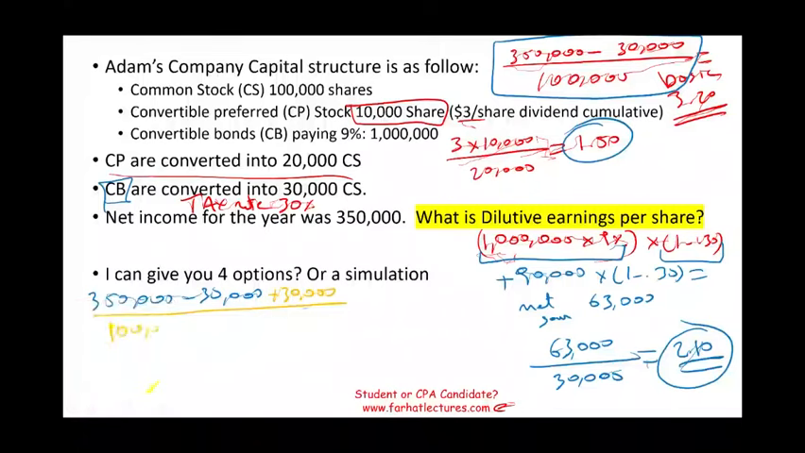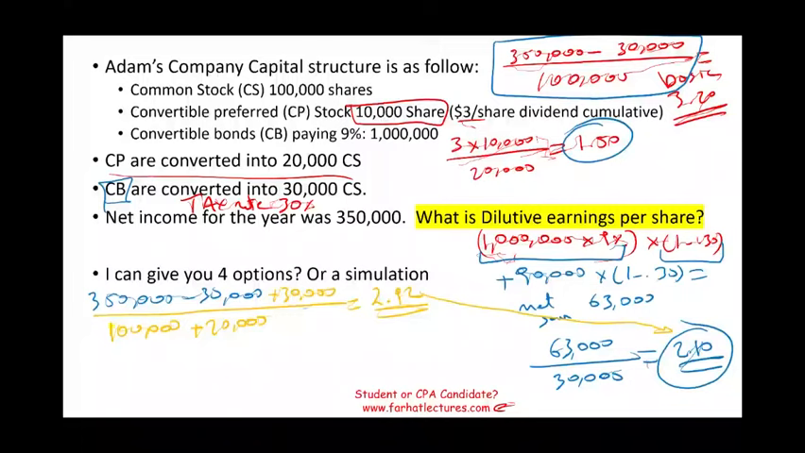I'm going to take 100,000, which is the original 100,000, plus I'm going to add 20,000 shares when I convert the preferred stock. So if I convert the preferred stock, my earnings per share will become $2.92. This is my diluted EPS, only converting the preferred. Should I proceed and convert the bonds? Well, if I compare 2.92 to 2.10, 2.10 is lower. It means the bonds are also dilutive.